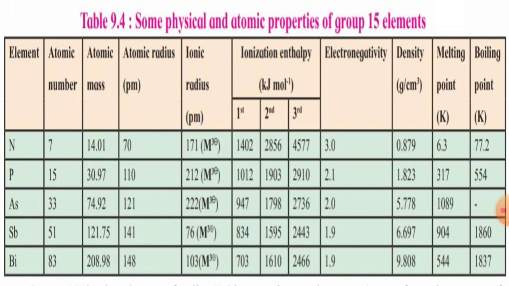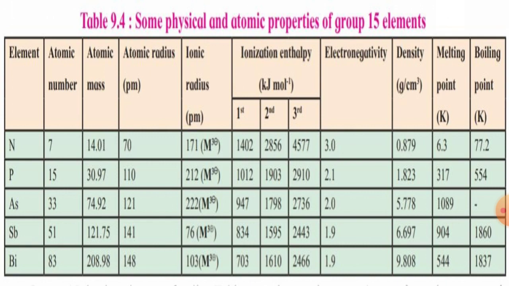If a question arises like, what are the trends of atomic radius of group 15 elements? You are supposed to state that in group 15 elements, that is your nitrogen family, as we move down the group, from nitrogen to phosphorus to arsenic to antimony to bismuth, the atomic radius increases. As the atomic number increases, its atomic radius also increases.